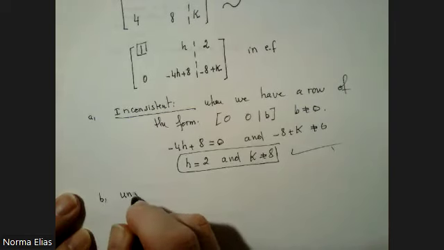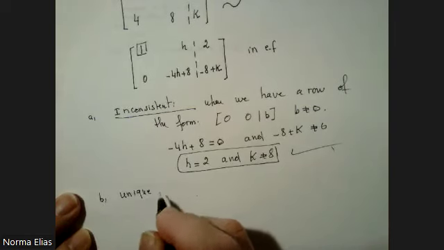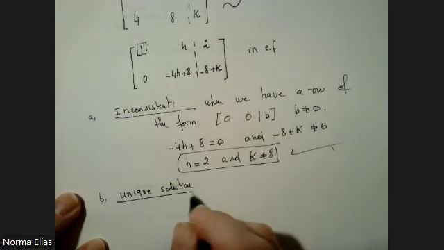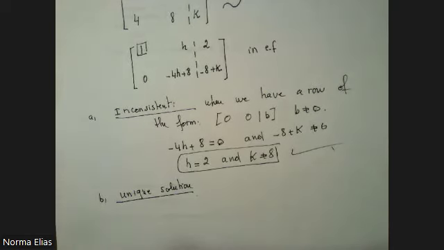Now part B. For which value of k do we have a unique solution? Okay, back to you again. I want the answer and the justification for it. Remember what caused uniqueness in the solution.